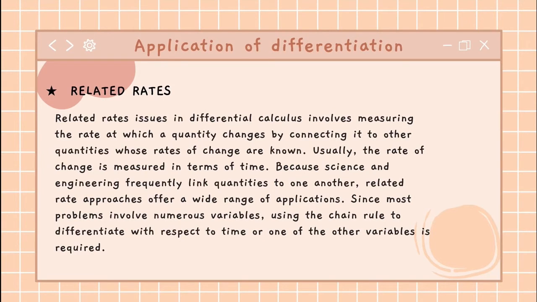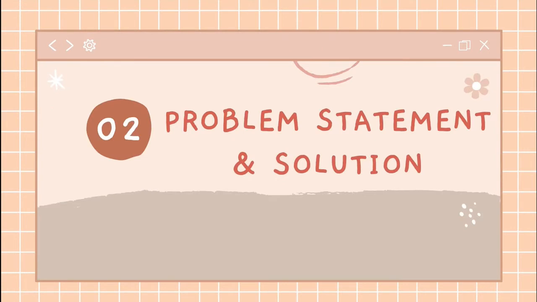Related rates issues in differential calculus involve measuring the rate at which a quantity changes by connecting it to other quantities whose rates of change are known. Usually, the rate of change is measured in terms of time. Because science and engineering frequently link quantities to one another, related rates approach offer a wide range of application. Since most problems involve numerous variables, using the chain rule to differentiate with respect to time or one of the other variables is required. Now, we're going to show you how to solve a problem statement using related rates.